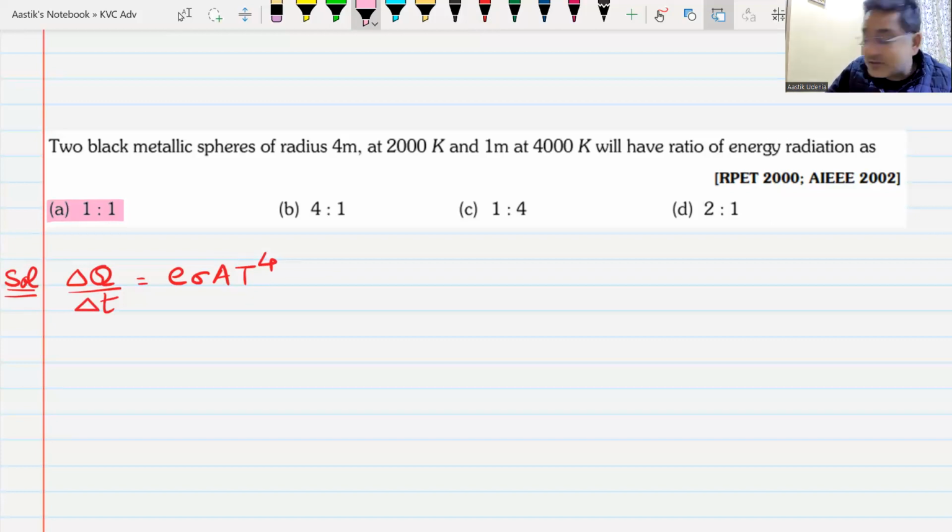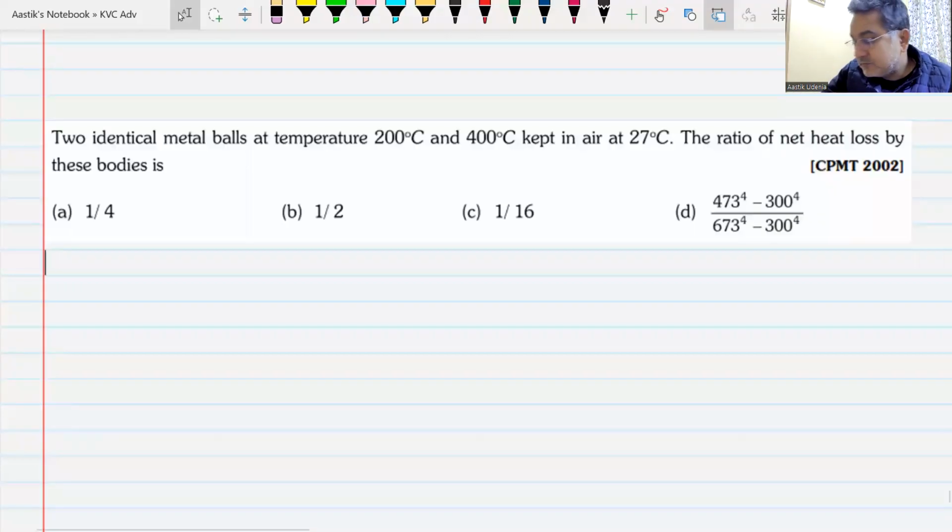Area is directly proportional to r square. Radius is 4 times. 4 square, 16. Temperature is half. 2 raised to the power 4. You will get 1:1. Simple question, my dear friends. Take a deep breath. Do not answer in a haste. These questions, you will see them in your exam 4 days from now. You have to take a deep breath and then give the answer.